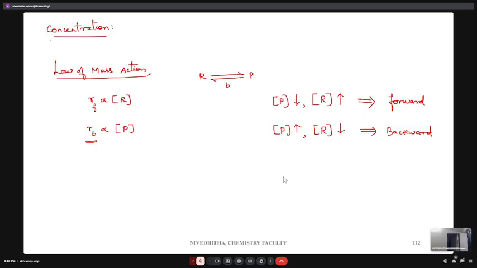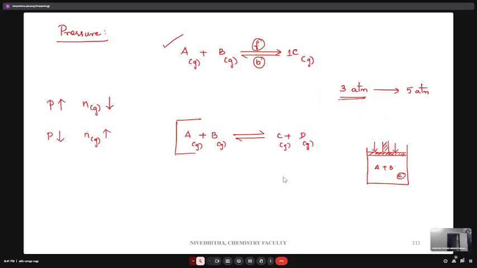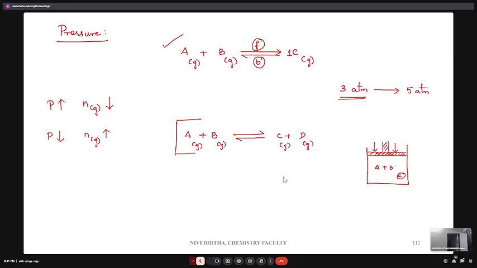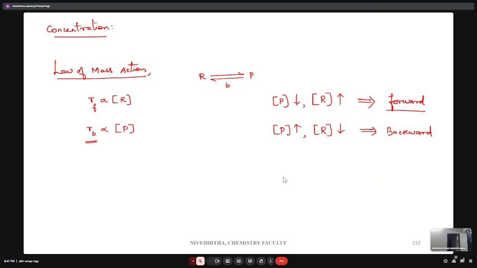So only in terms of concentration, you can generalize whether the reaction will occur in the forward or backward direction. But in terms of pressure and temperature, we can predict based on whether the reaction is exothermic or endothermic, or the direction of the reaction based on the gaseous number of moles. Only for a disturbance in terms of concentration can we predict whether the reaction will occur in the forward or backward direction. Okay, that's it. So this is Le Chatelier's principle. Now we'll do a couple of problems under this topic.